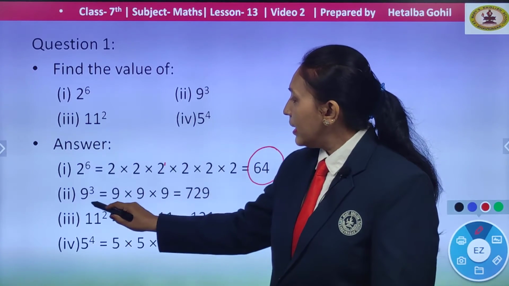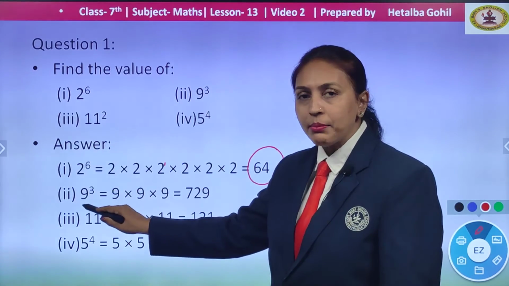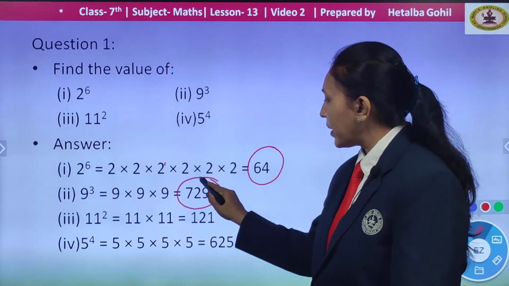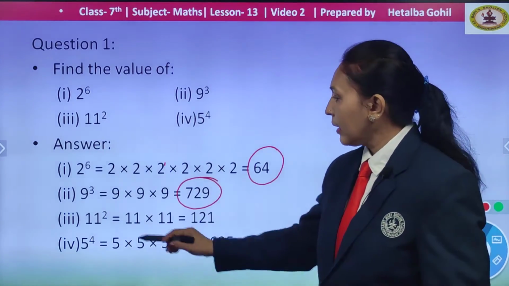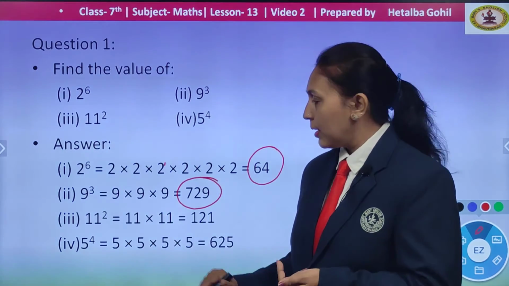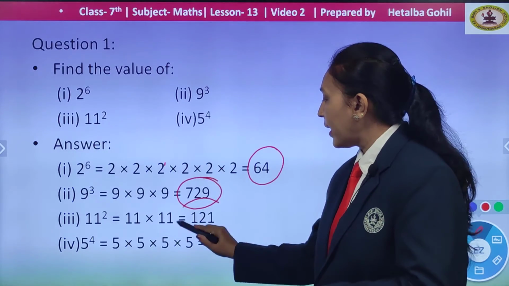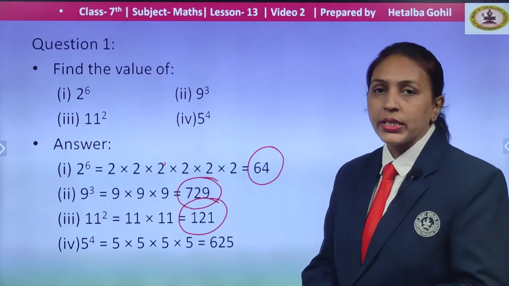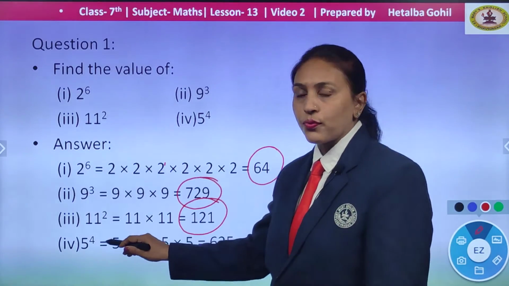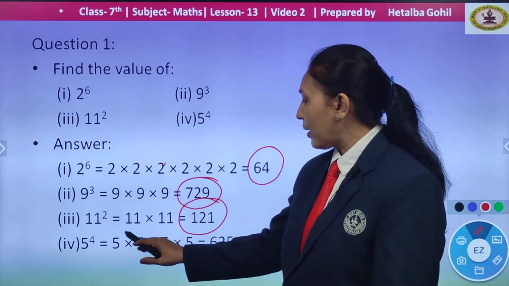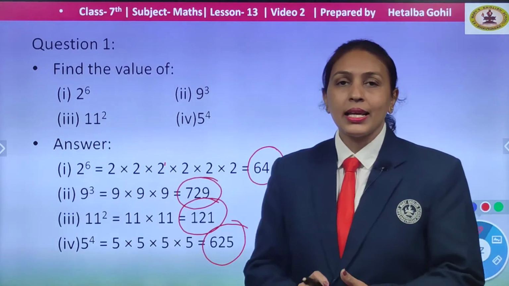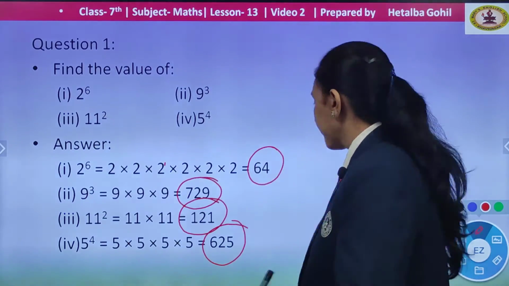Secondly, we have 9 raised to 3. That means 9 multiplied 3 times, you get your answer as 729. 11 raised to 2. That means 11 is multiplied twice. 11 into 11, you get here 121. Similarly, next you have 5 raised to 4, where you have to multiply 5, 1, 2, 3 and 4 times. You get your answer here as 625.